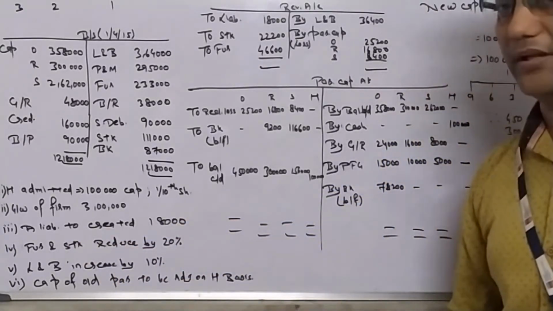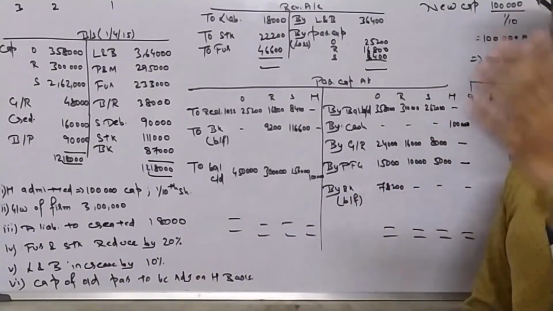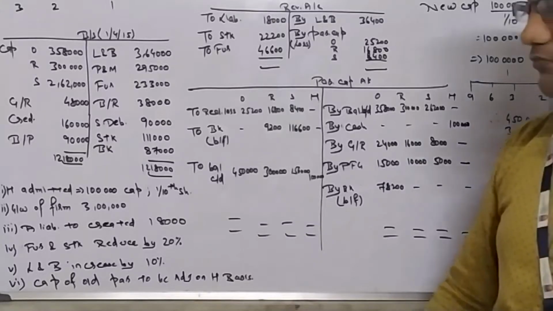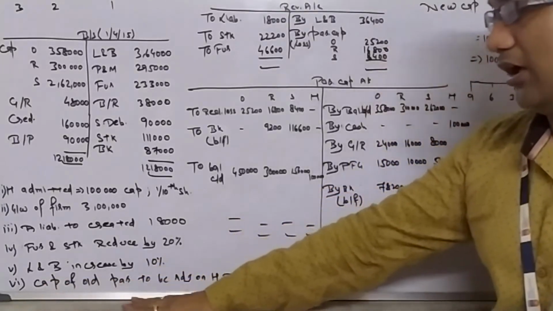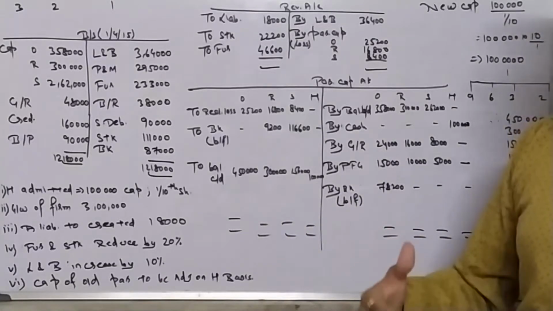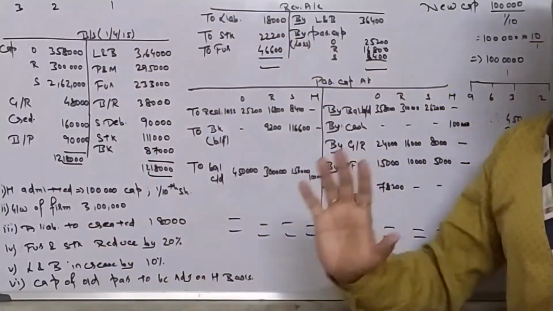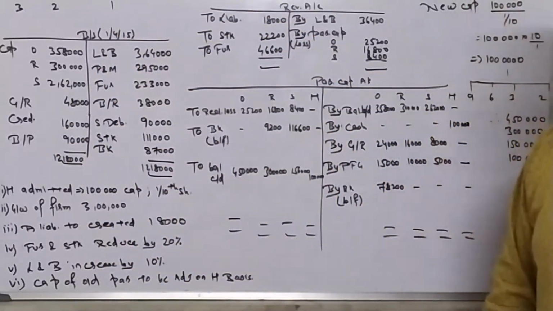Furniture and stock to be reduced by 20%. Land and building to be increased by 10%. And the last adjustment: capital of old partners to be adjusted on H's basis, that means on the new partner's basis. H is the new partner. This is a full-fledged sum you might get in your exam.